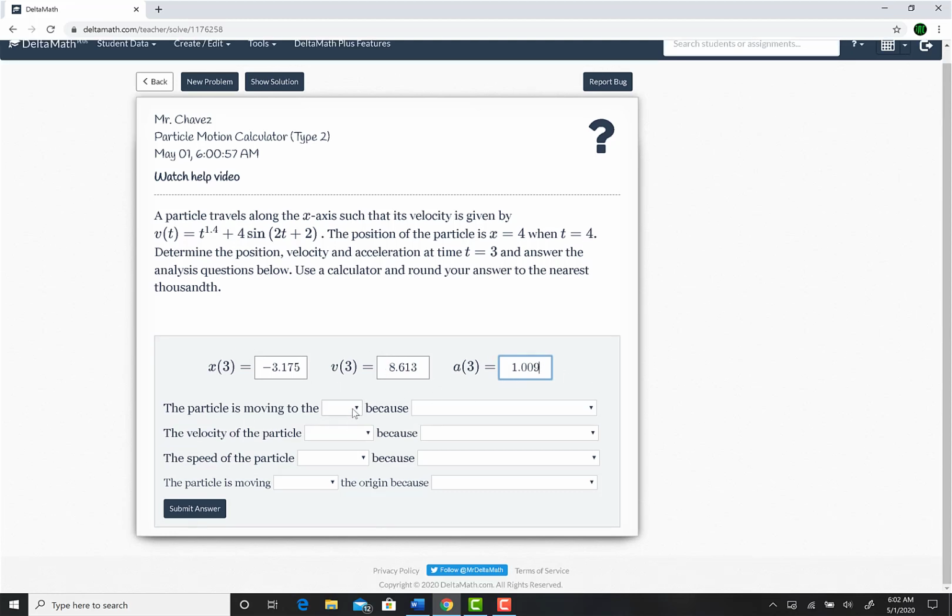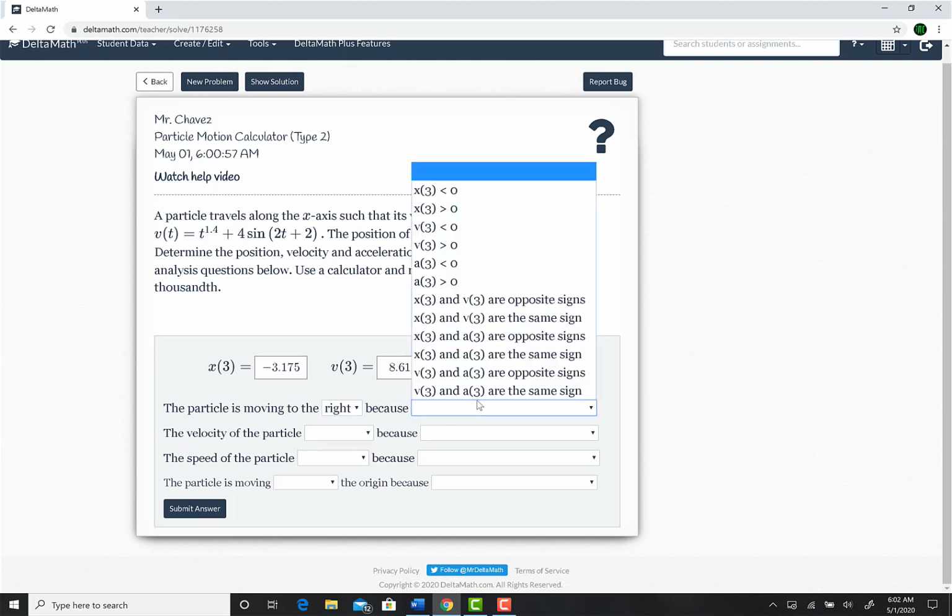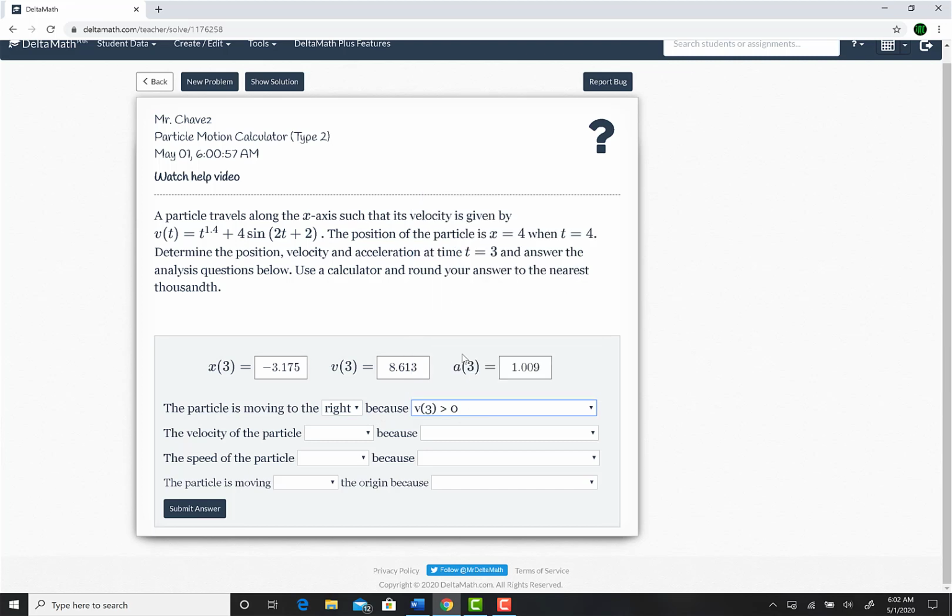Let's see, the particle moves either right or left. Well, my velocity is positive, so because my velocity is positive, I am moving to the right. And we just choose the one that says velocity positive. Velocity is positive at 3, bam. So there it is, velocity positive at 3, perfect.